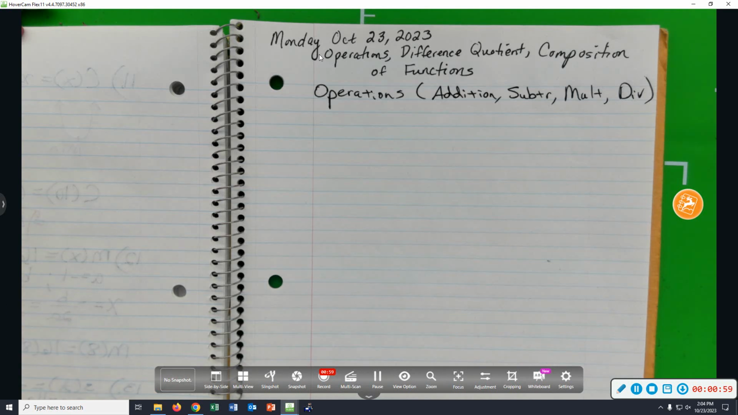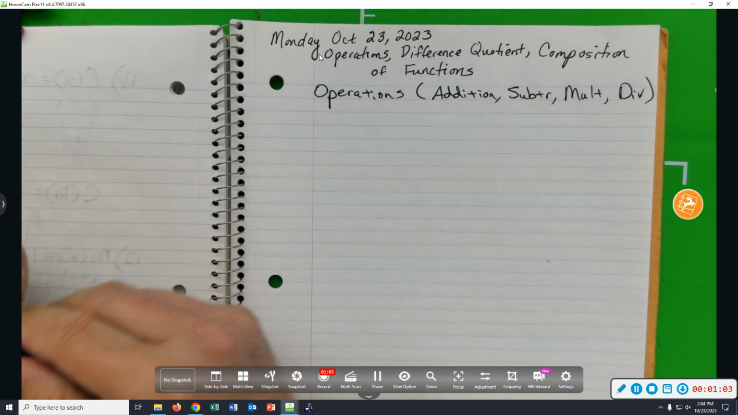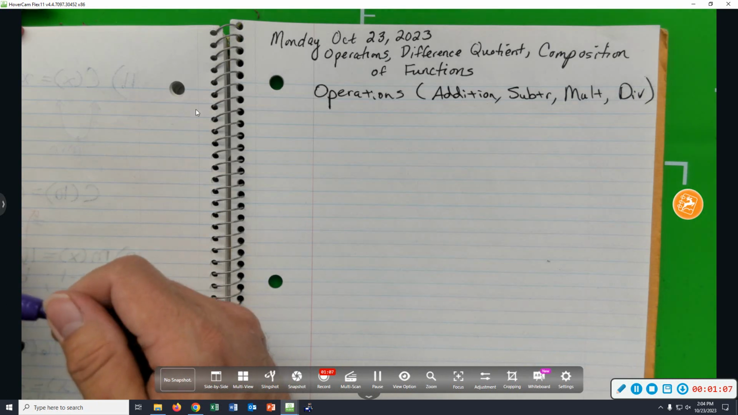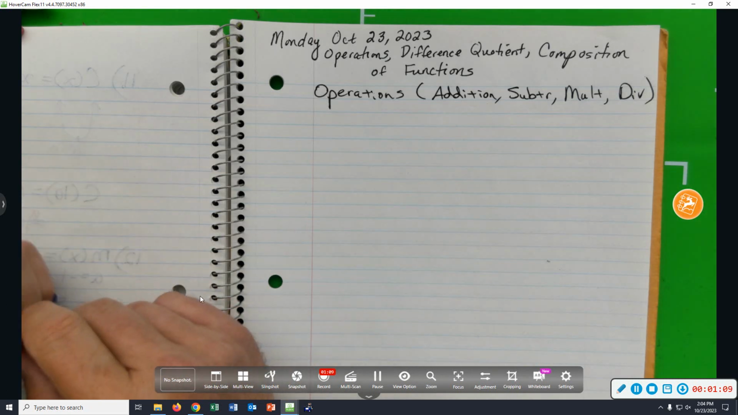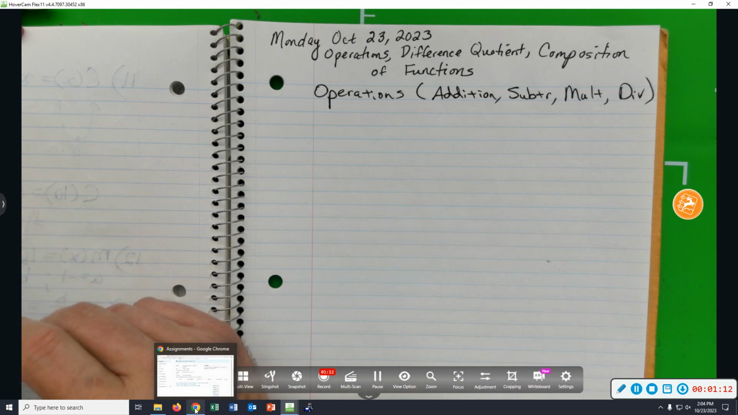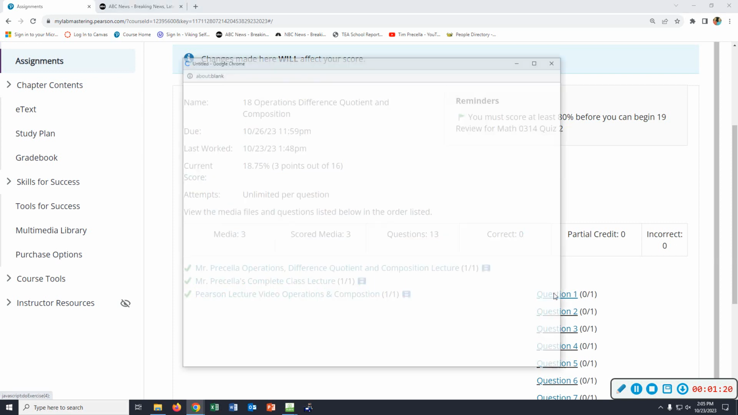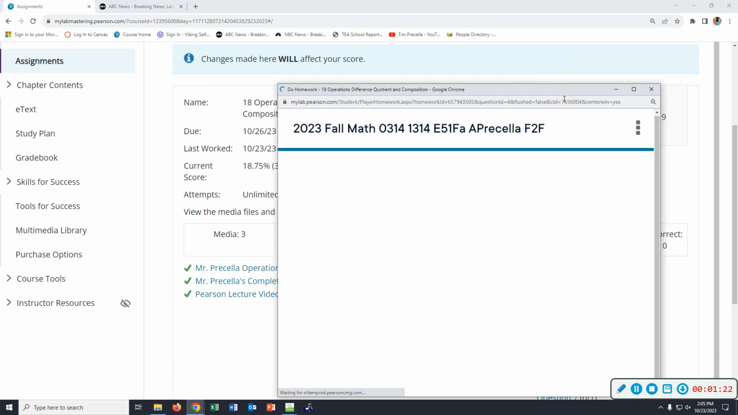Addition and subtraction of functions, it's just plain old algebraic addition and subtraction. There's not any real new algebra here as far as the operations on functions go for addition, subtraction, multiplication, and division. It's just a matter of notation. And to illustrate that, let's look at problem number 1.